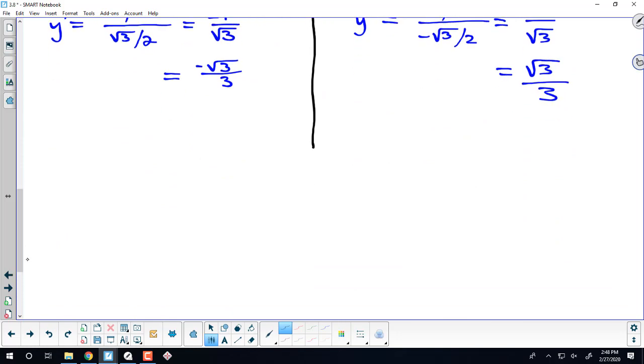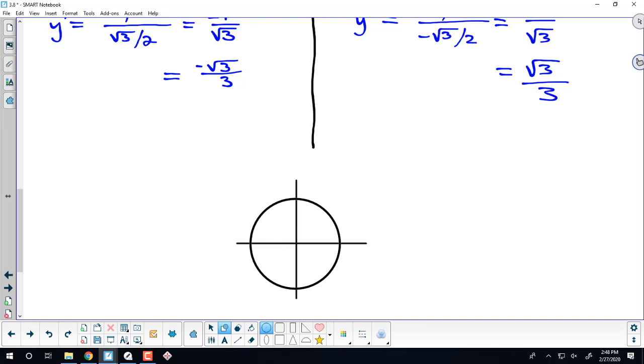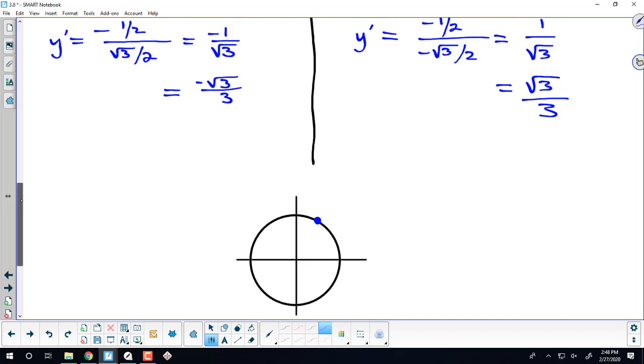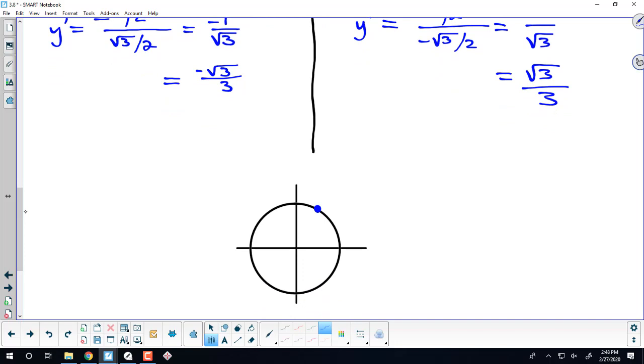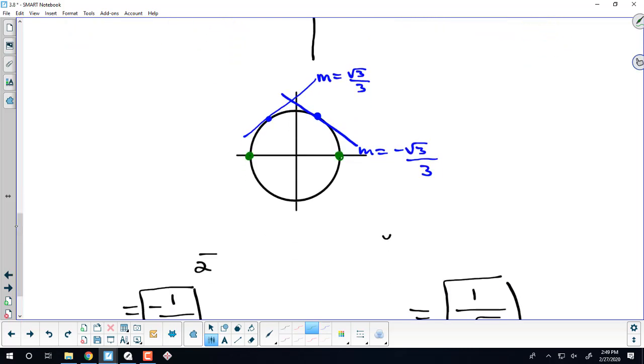So at the point 1/2, root 3 over 2, it's here. We said that the slope was negative 1 over root 3. So we can see, of course, at this point, the slope of the tangent line is negative. At negative 1/2, root 3 over 2, at this point, we can see that the slope is positive. We also did mention that at this point and at this point, the derivative is not defined. So we have our vertical tangents there.